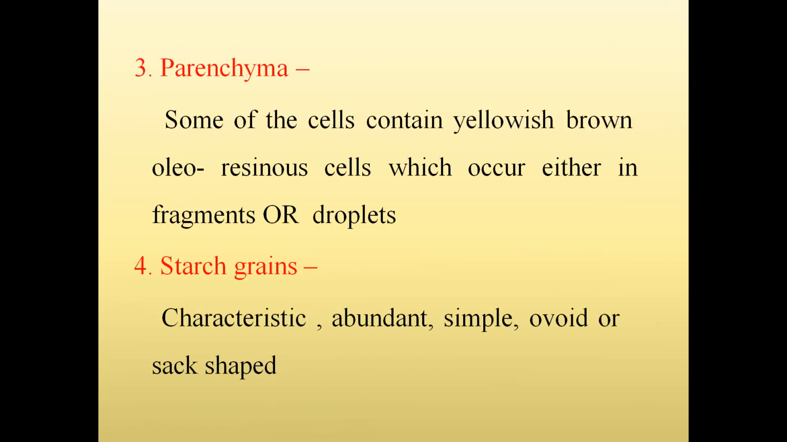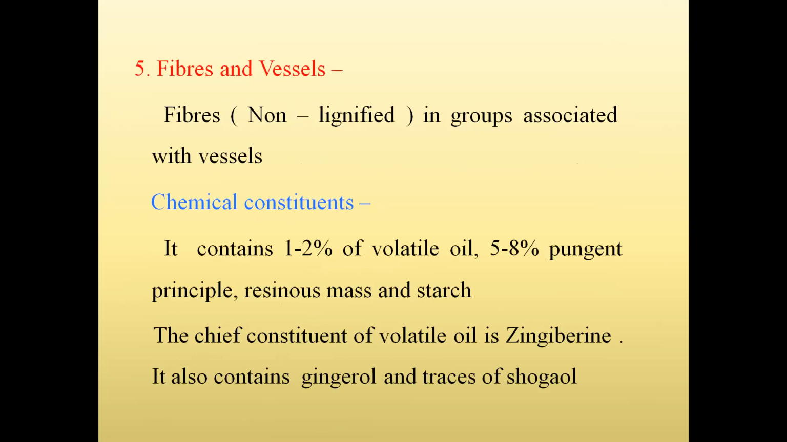Then they are also present the parenchyma cells. These are yellowish brown oleoresinous cells. Then starch grain, ovoid or sac shaped starch grain are present in this. Then fibers and vessels. Fibers are non-lignified in this.